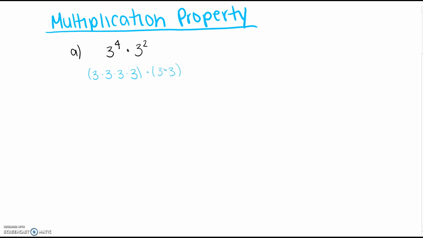So now, how many 3's do we have total? 1, 2, 3, 4, 5, 6. So we could rewrite this as 3 to the 6th.